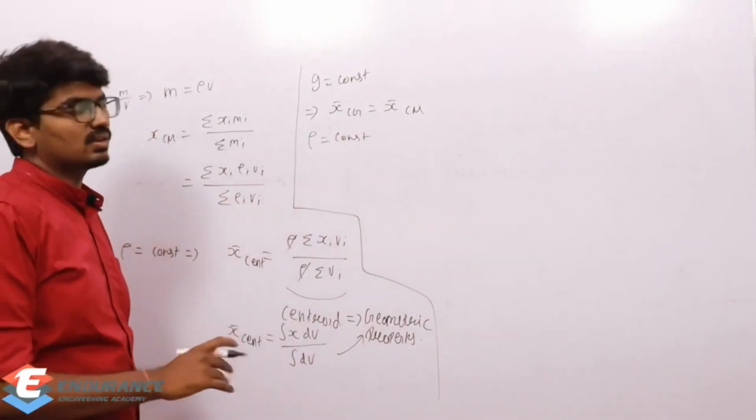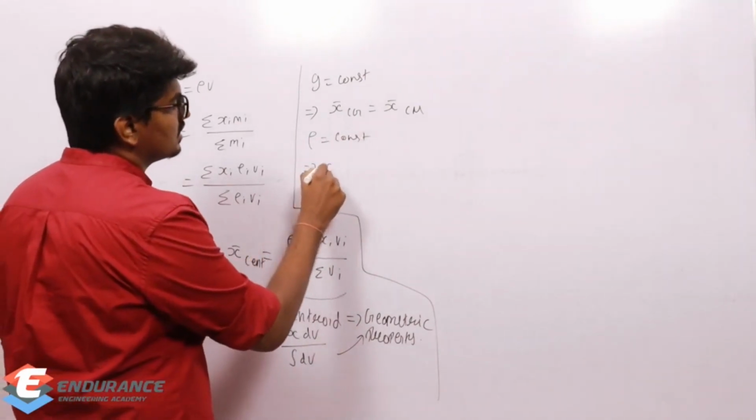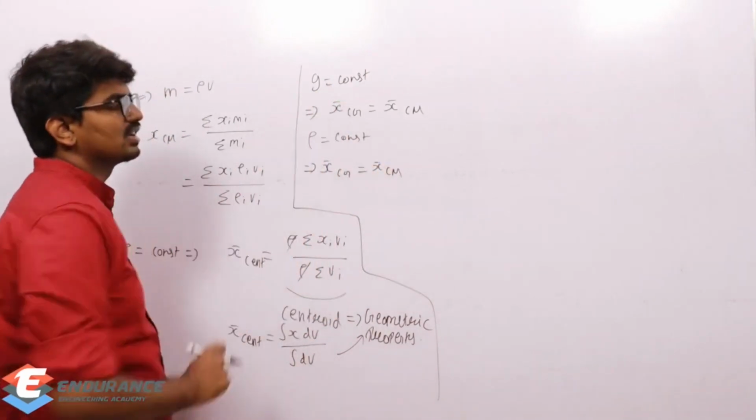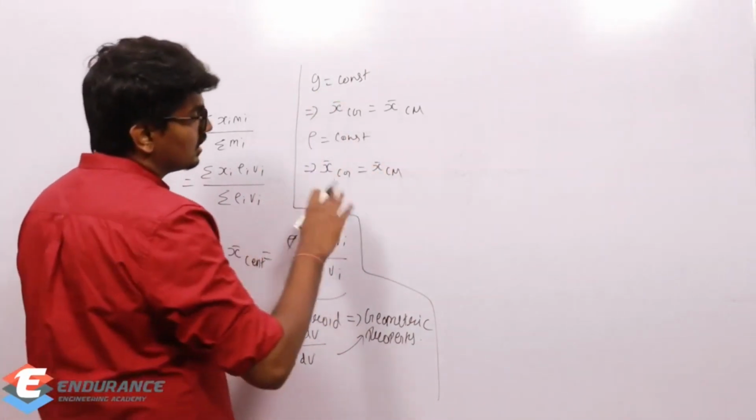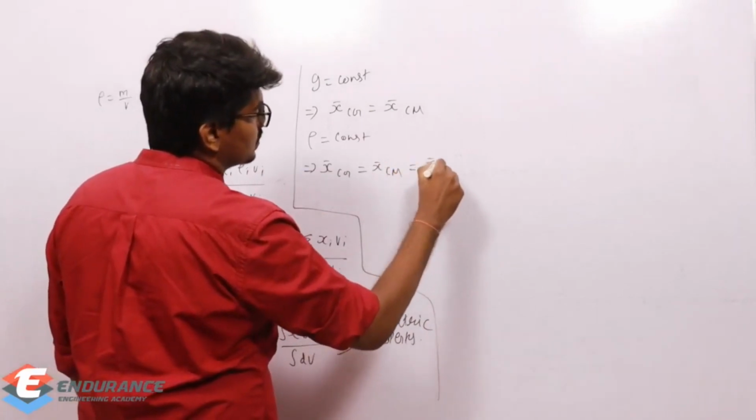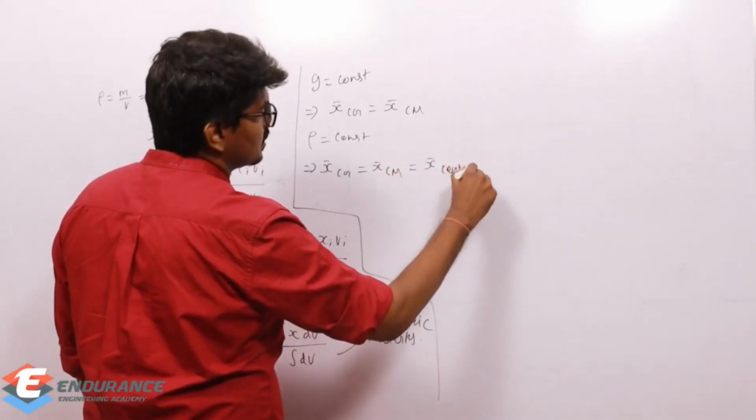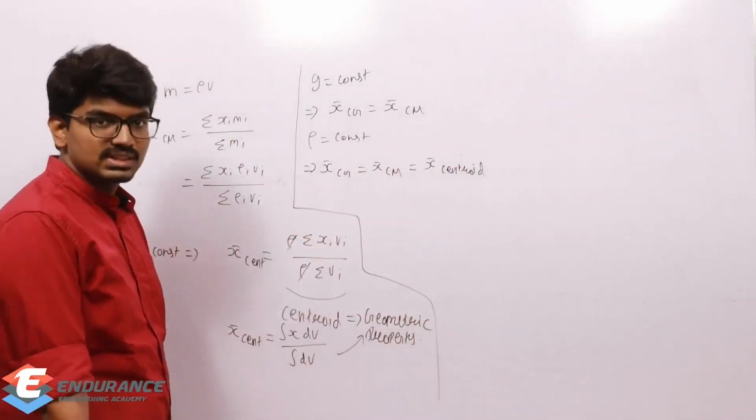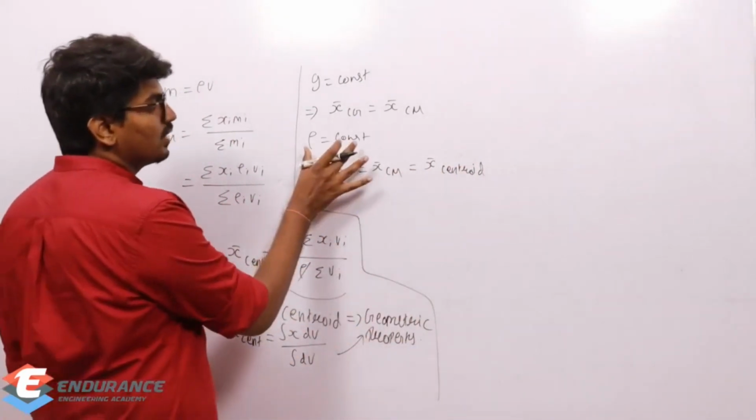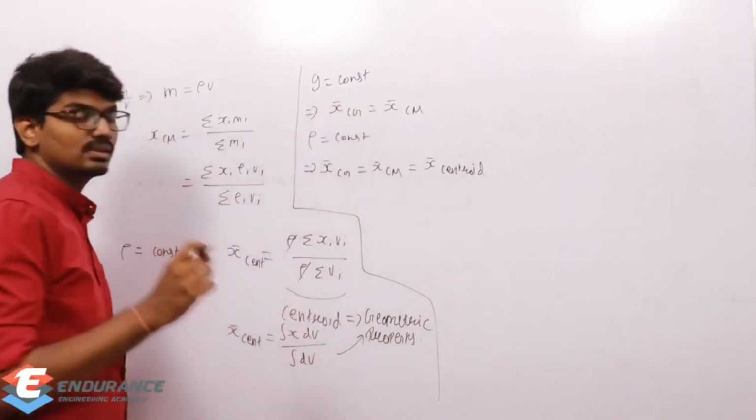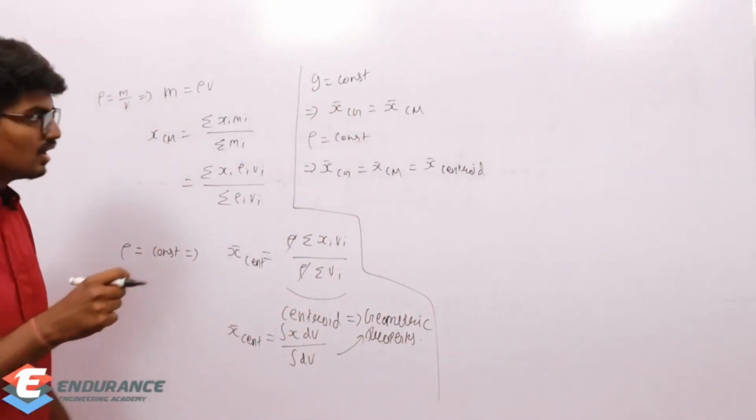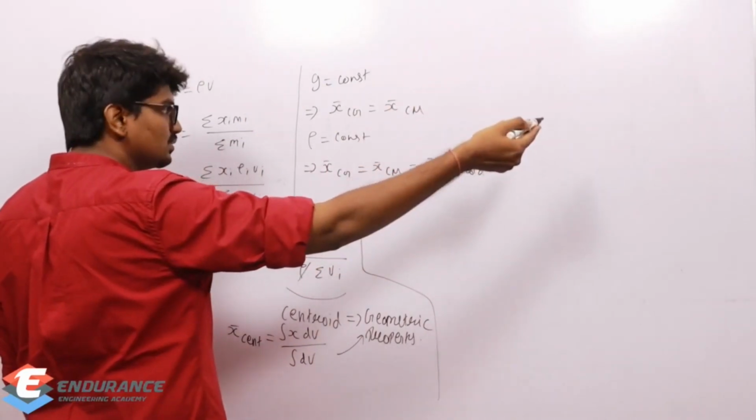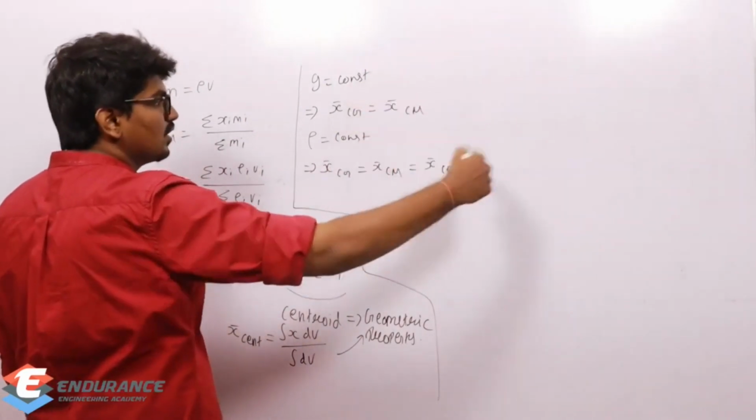if rho also becomes constant, then center of gravity, which is already equal to center of mass because g is constant, is now also becoming equal to centroid. This will happen: all three, center of gravity, center of mass and centroid, will be the same if and only if density is constant and also acceleration due to gravity is constant. If only acceleration due to gravity is constant, then center of gravity and center of mass will be the same. If both are constant, then all three will be the same.